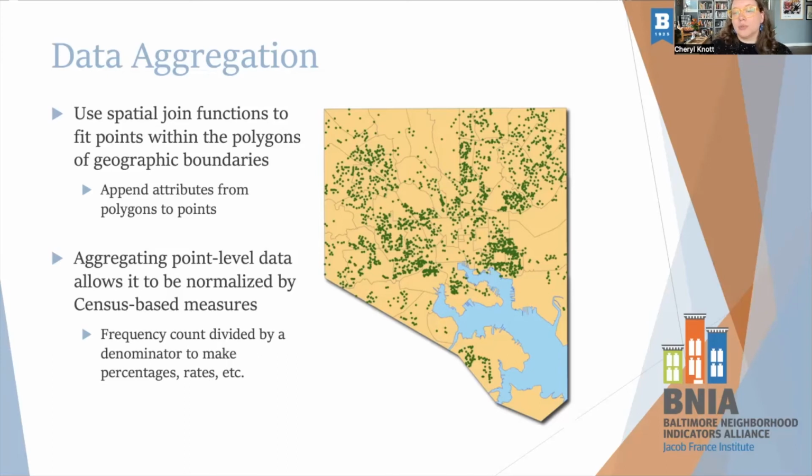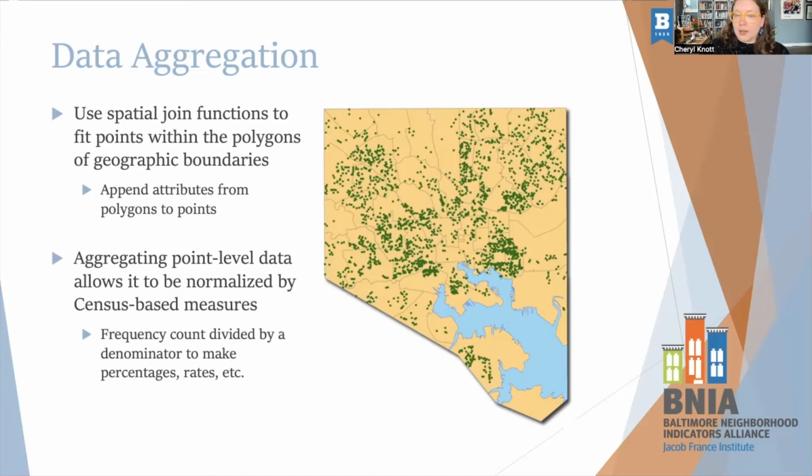And so we are able to, for instance, append a neighborhood or a community name to that point level data. And that allows us to do things like frequency counts. We can calculate some rates or percentages, and we can use this data to describe larger communities.